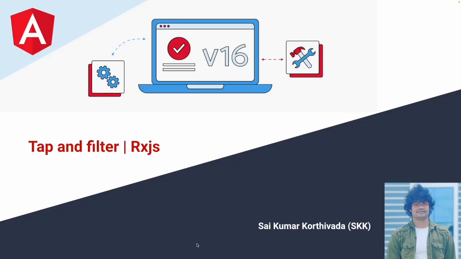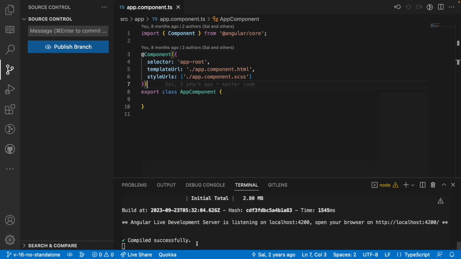In this video, we will learn about tap and filter of RxJS operators. This series is not completely focused on RxJS, but there are some operators which are very important in our Angular whenever we are learning about observables and API calls. So in this video, we will target tap and filter and what is the purpose of using tap and filter. So let me quickly jump into Visual Studio Code, and here we need to create an observable.